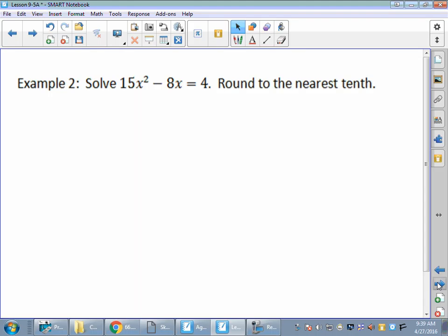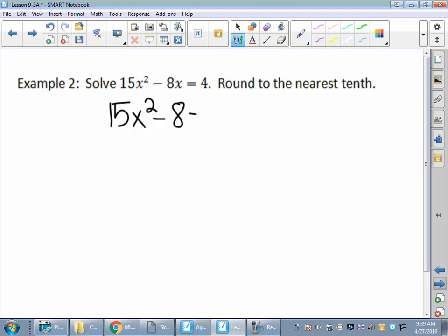Well, here's my equation. 15x squared minus 8x equals 4. Are we ready to identify our A, B, and C? What do you notice is wrong with this? It's not in standard form, right? It's got to be equal to either 0 or y. So how am I going to get this 4 to the other side?